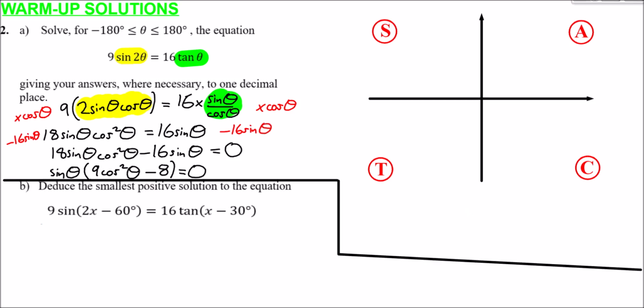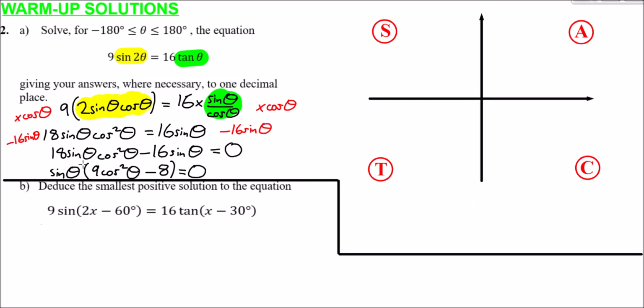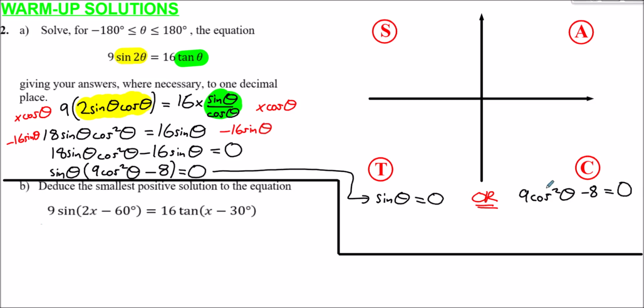That is not a straight line. That's a bit better. So it's either sine theta is equal to 0, or this here is equal to 0. So sine theta could equal 0, or it could be the case that 9 cos squared theta minus 8 equals 0. This one's easier to solve.